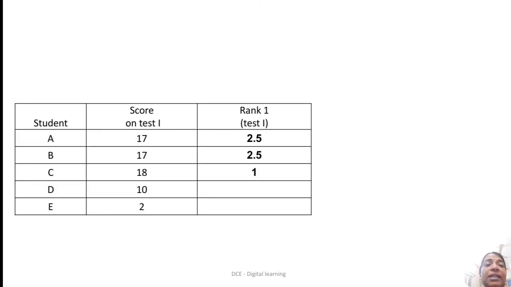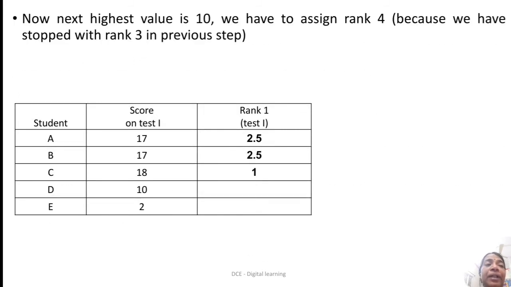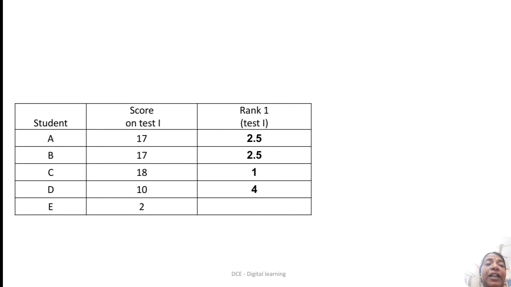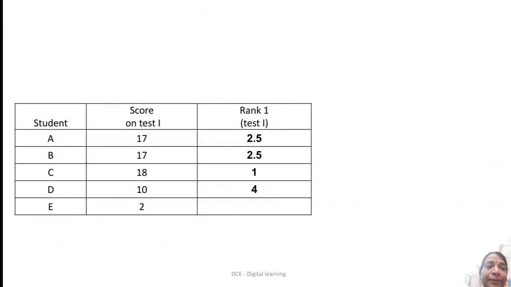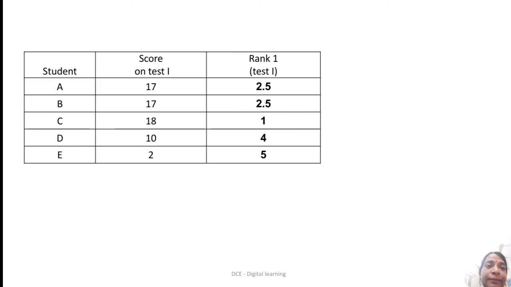Then our next highest is 10. Now while ranking we have stopped with rank 3. Now we have to assign rank 4 for D, because in the previous step we have stopped with rank 3. Now assign rank 4 for D and rank 5 for E. Okay, in this fashion we are assigning the ranks to score 1.